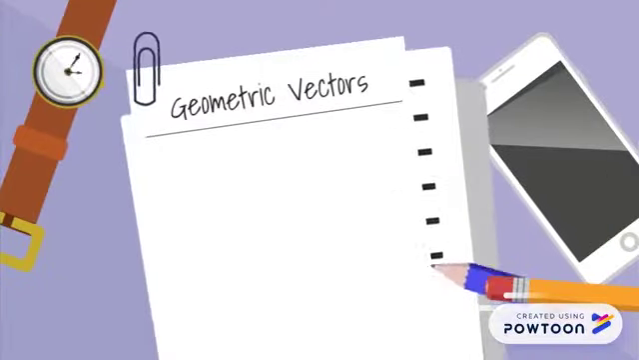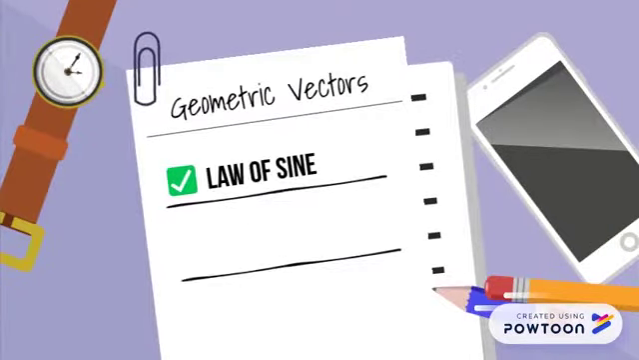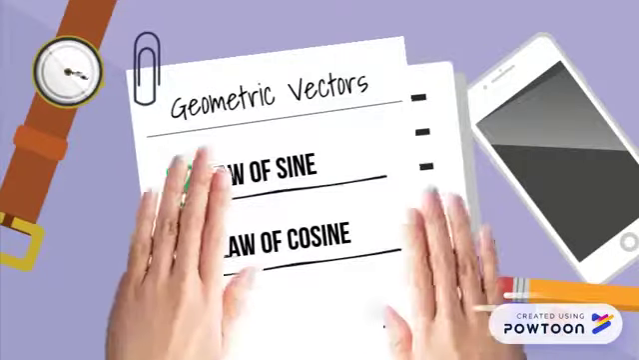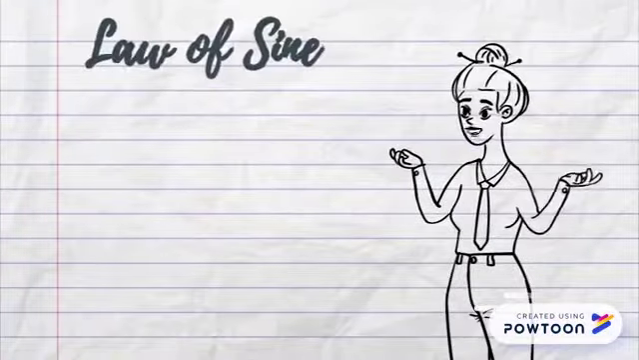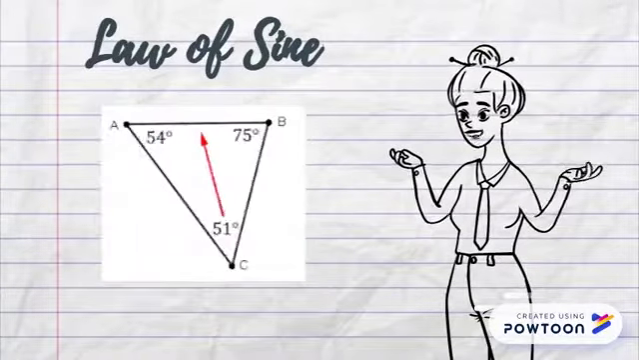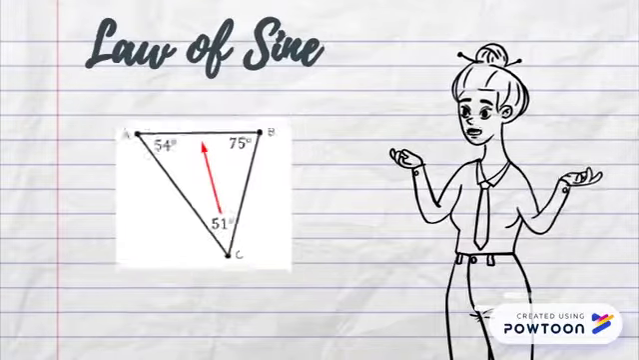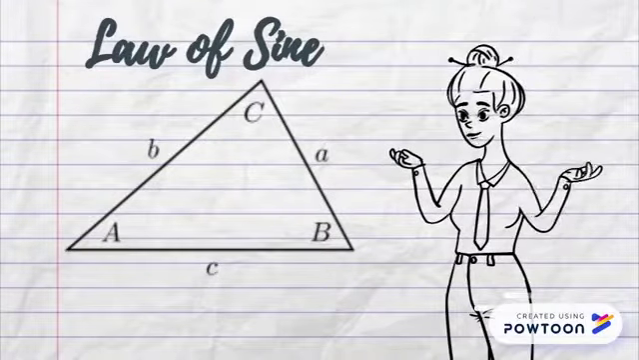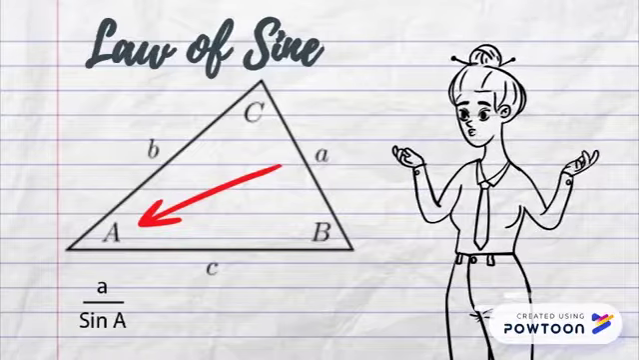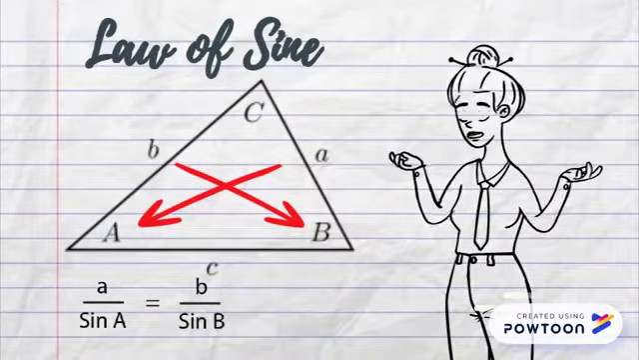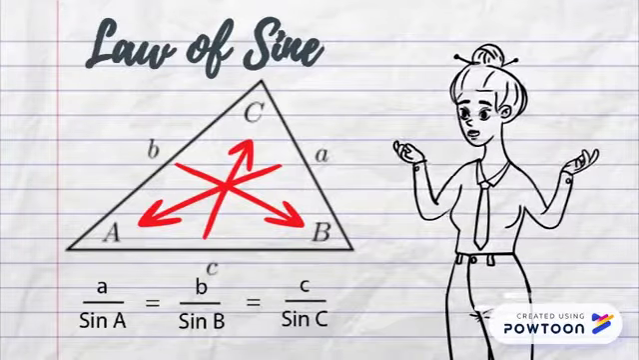For geometric vectors, we need to understand the law of sine and the law of cosine. By understanding them, we are able to know the relationship between the angle and the side length in the triangle. The law of sine tells us the ratio between an angle of a triangle and the side opposite to it is going to be constant for any angle of the triangle. For this triangle labeled here, it tells us that sine A over the side opposite A equals sine B over B, and equals sine C over C.